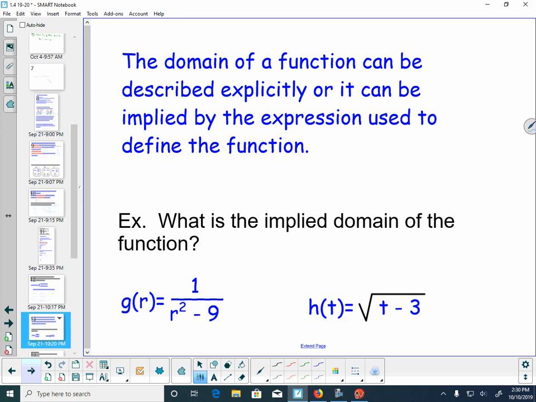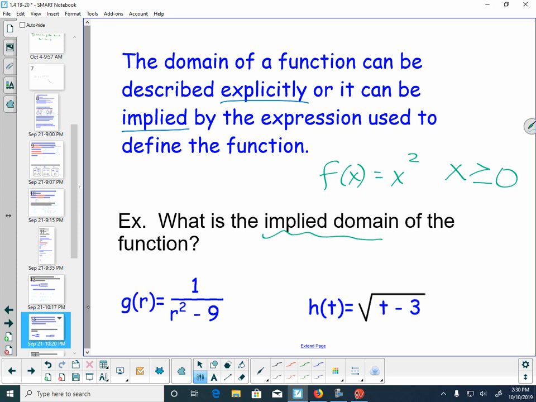The domain of the function can be described explicitly, or it can be implied by the expression used to define the function. If I'm going to define the domain explicitly, that would be like if I said, I want f of x to be x squared, but I only want it for x greater than or equal to 0. I'm giving an explicit definition of my domain. I'm explicitly defining my domain. All right, but now, what about an implied domain?